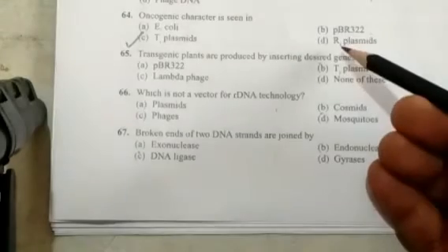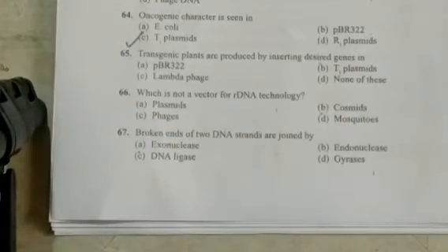Ri plasmid, root inducing plasmid, from Agrobacterium rhizogenes. Next bacterium, next species. Okay.